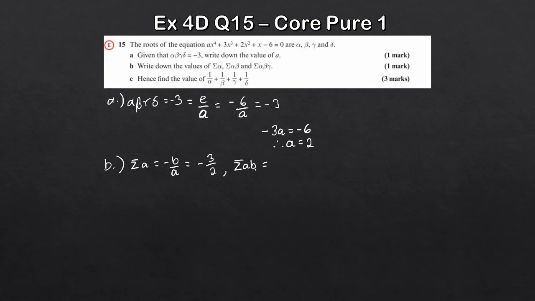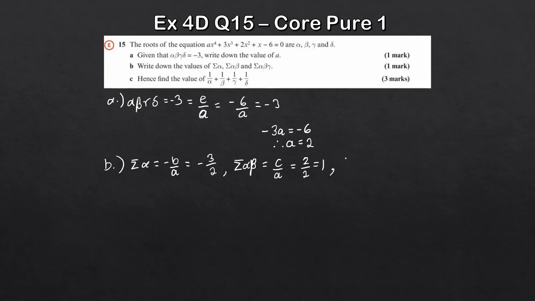Sigma alpha beta, what would that give us? That gives us C over A. And what's that equal to? By the way, I'm doing this wrong. This should be alpha. This should be beta. Same with this, this should be alpha. I'm not with it today. But C over A, so that's going to be 2 over 2. So 2 over 2, which we know is obviously just 1.